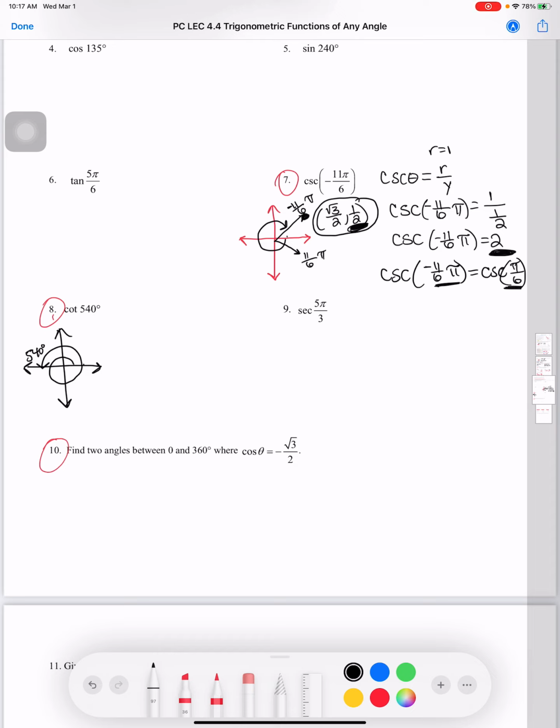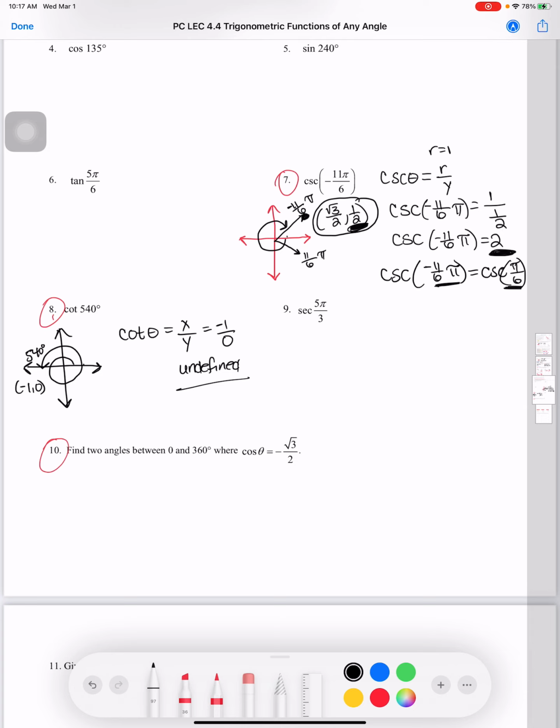So cotan, what is cotan? Well, my ratio for cotan, I know that cotan theta is equal to x over y. On my unit circle, if I am on that x-axis, the point that falls there is negative 1, 0. So if I use those values, what I have is negative 1 divided by 0, and that is undefined.